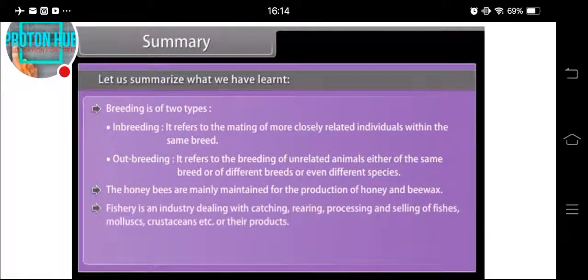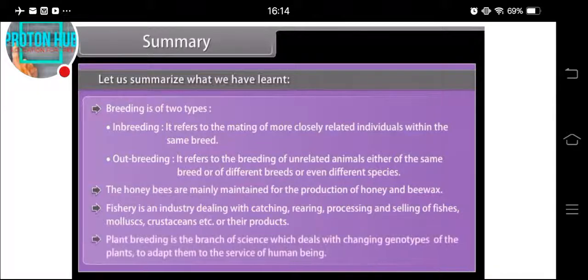Fishery is an industry dealing with catching, rearing, processing, and selling of fishes, mollusks, crustaceans, etc., or their products. Plant breeding is the branch of science which deals with changing genotypes of the plants to adapt them to the service of human beings.